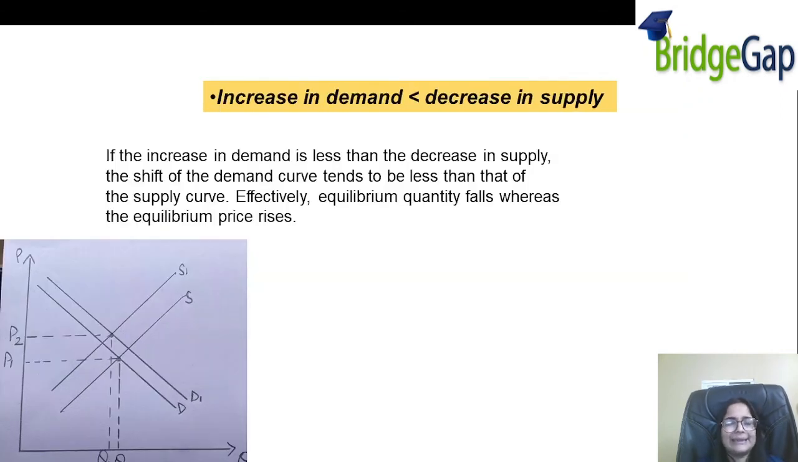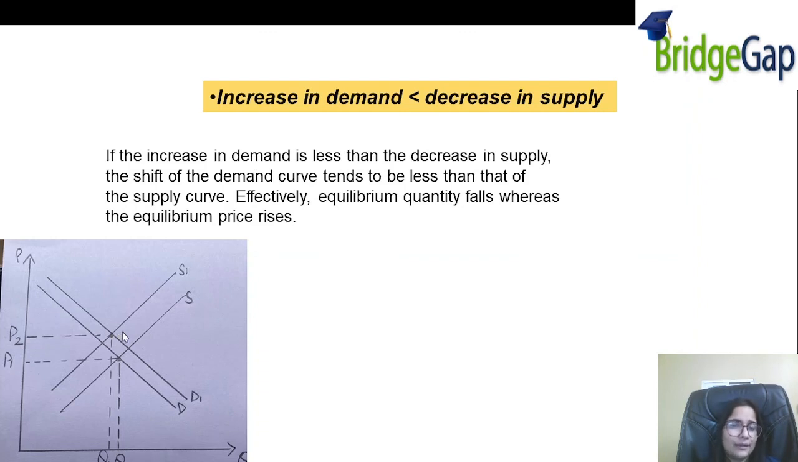Now, looking at the last situation for the same, if the increase in demand is less than the decrease in supply, when the demand increases in a lesser proportion than the decrease in the supply. So what will be the situation for the same? When demand increased by a very small proportion but supply decreased by a larger proportion.